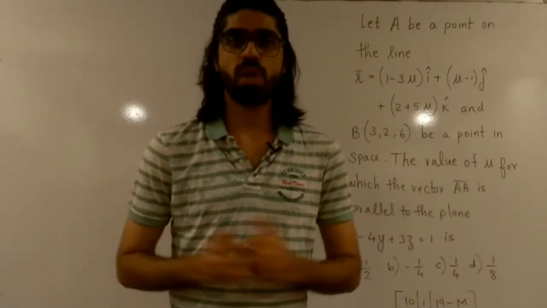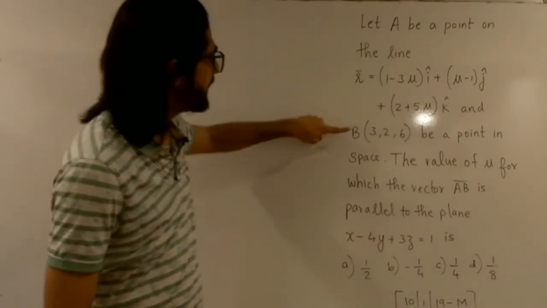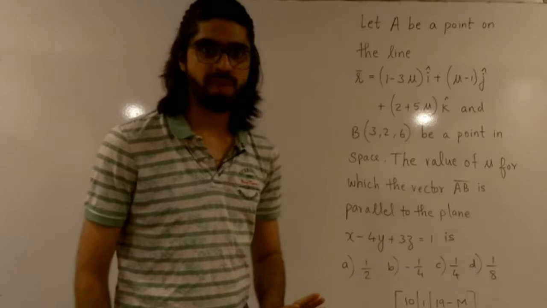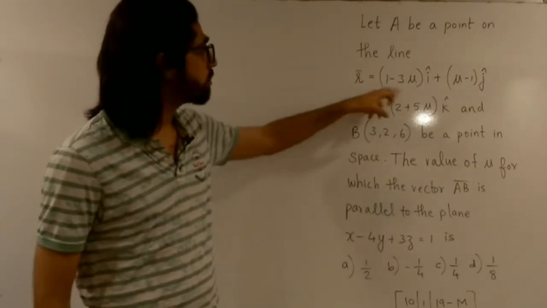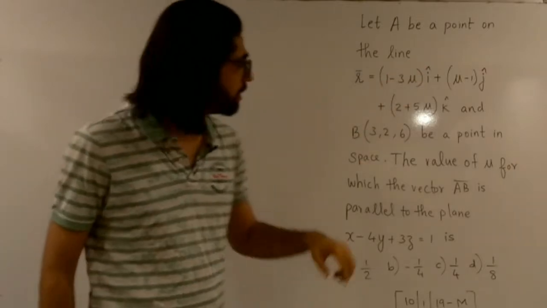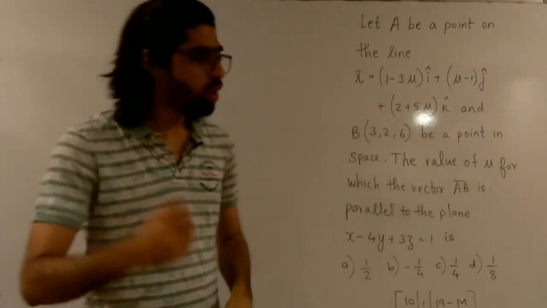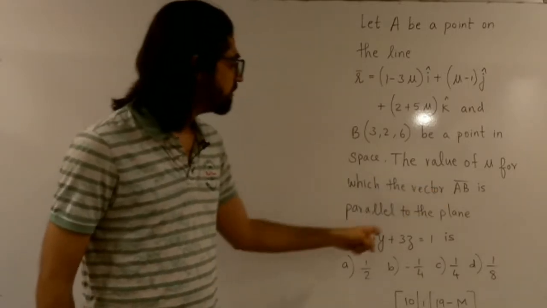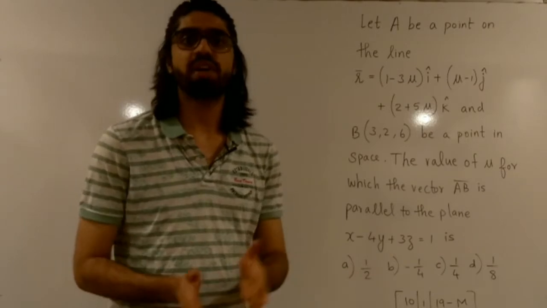The next question, it says that let A be a point on this line and let B be any point in space. Now you need the value of mu, that mu will be obtained from the equation of the line. It's the parameter for your line. You have to get the value of mu for which the vector AB bar will be parallel to this given plane. So what we will do is, first of all, we need to find the vector AB bar.